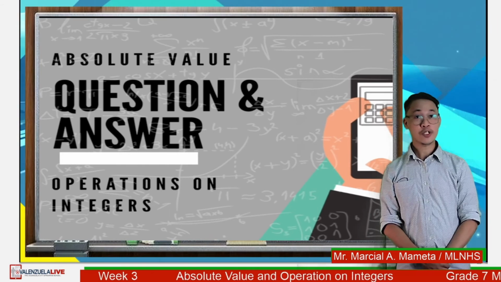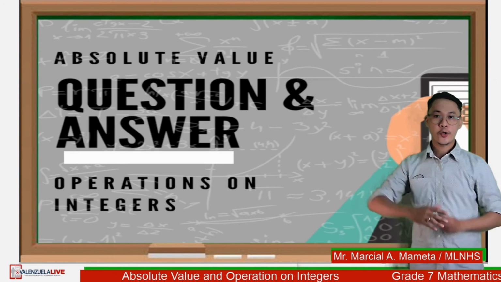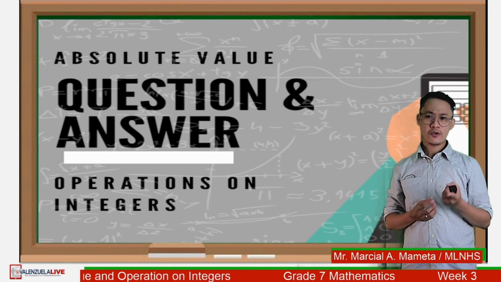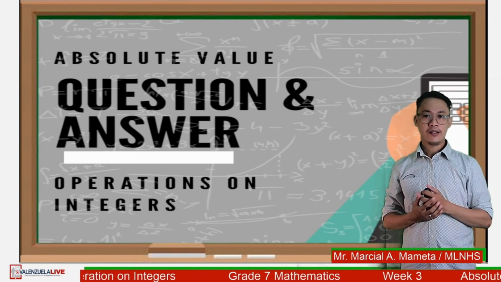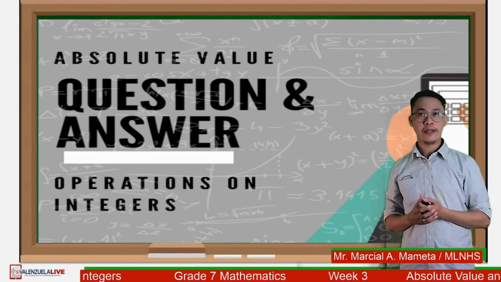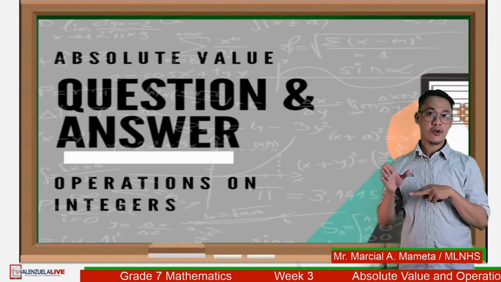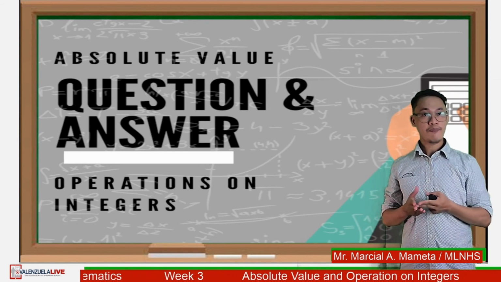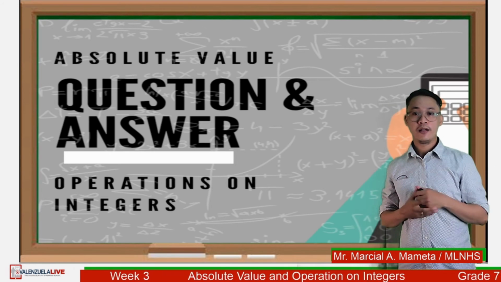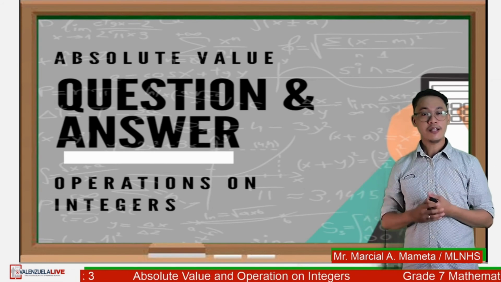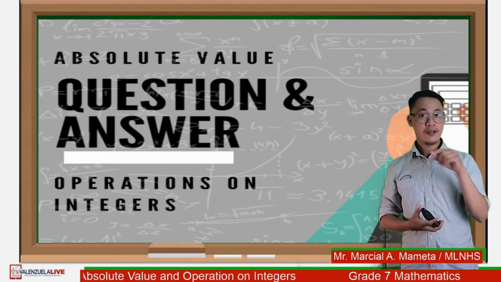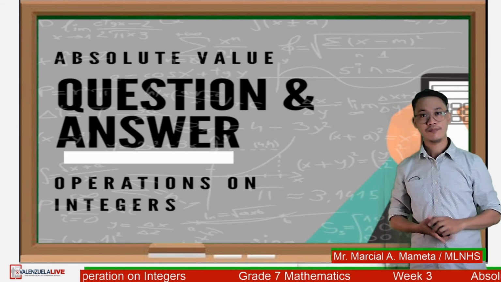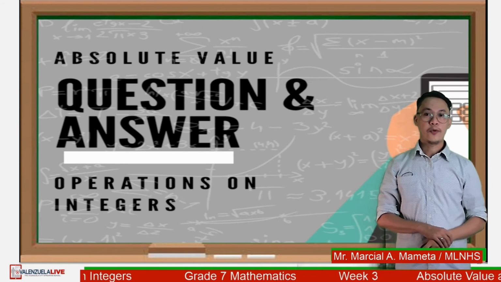Okay, so we have our first question. Sir, what if the numerator is 0? Is the answer also undefined? Based upon our given example earlier, any number divided by 0 is always undefined. But based upon your question, 0 divided by any number except 0 is always 0. Again, 0 divided by any number is always 0.